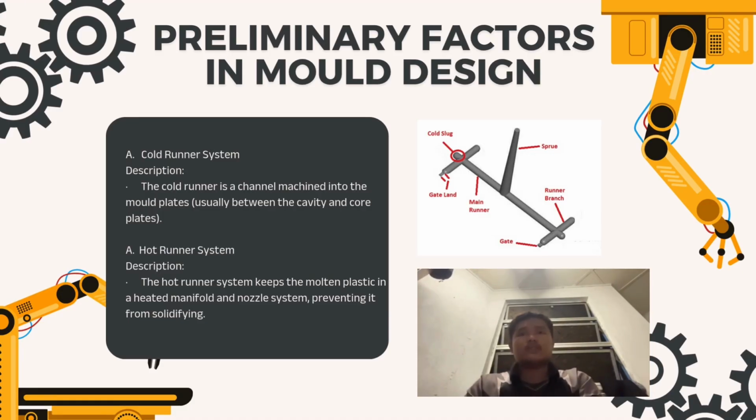For the description, the cold runner system is a channel machined into the mold plates, usually between the cavity and core plates. And the hot runner system keeps the molten plastic in a heated manifold and nozzle system, preventing it from solidifying.